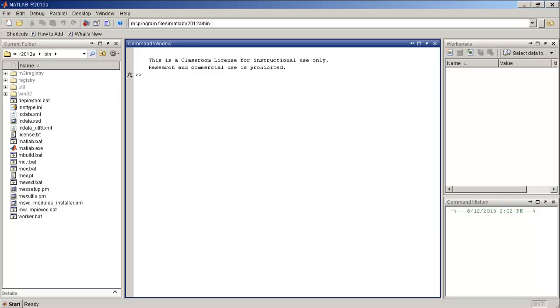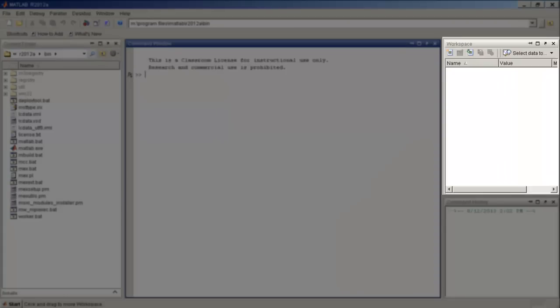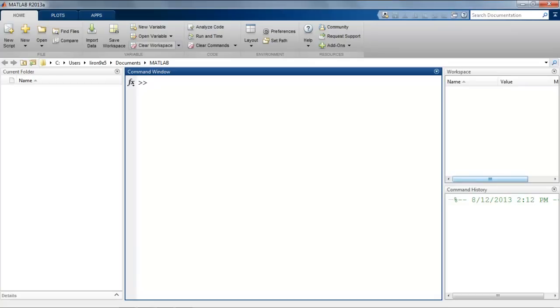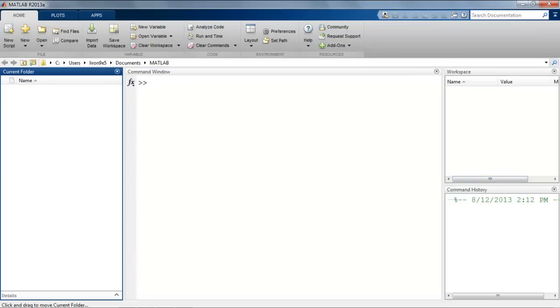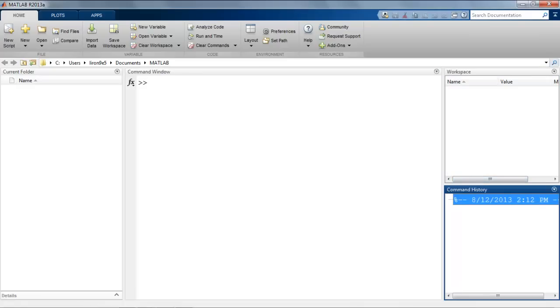Here is 2012. You have four primary panels: the current folder, the command window, the workspace, and the command history. Now let me show you 2013 and we'll continue on 2013. Here's the current folder. This is where we actually see where we are. All the files that we are about to create will eventually be saved in a folder. In the middle we have the command window. On the right we have the workspace, and at the bottom we have the command history. The layout is identical to 2012, only the buttons at the top are different.